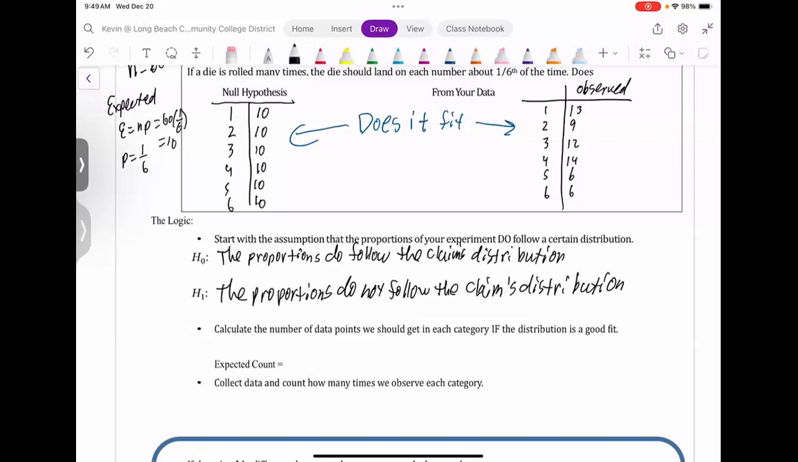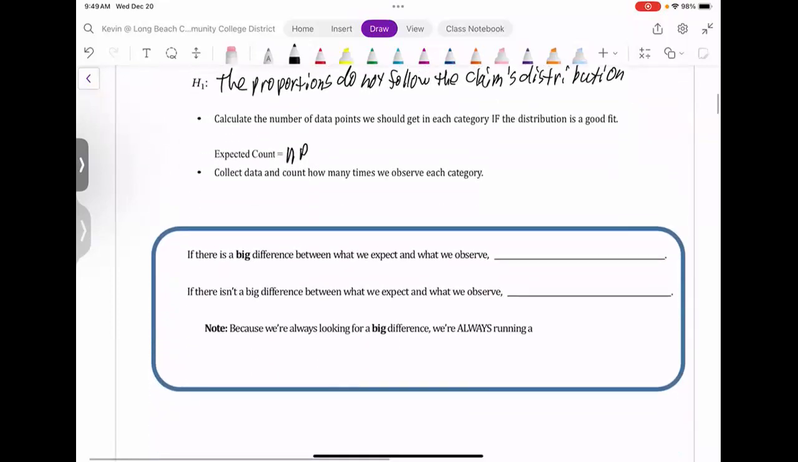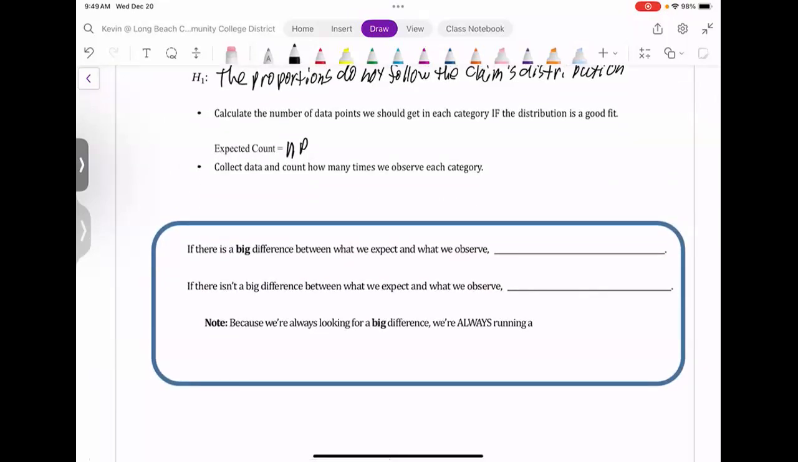Calculate the number of data points we should get in each category if the distribution is a good fit. So the expected count is going to be N times P. Collect data and count how many times we observe each category. So we're going to have both an observed set of data as well as an expected amount of data, and then we're going to do a comparison. And our conclusion is going to be, if there's a big difference between what we expect and what we observe, we're going to reject the null hypothesis, meaning it's not a good fit. And if there isn't a big difference, then we're going to fail to reject.